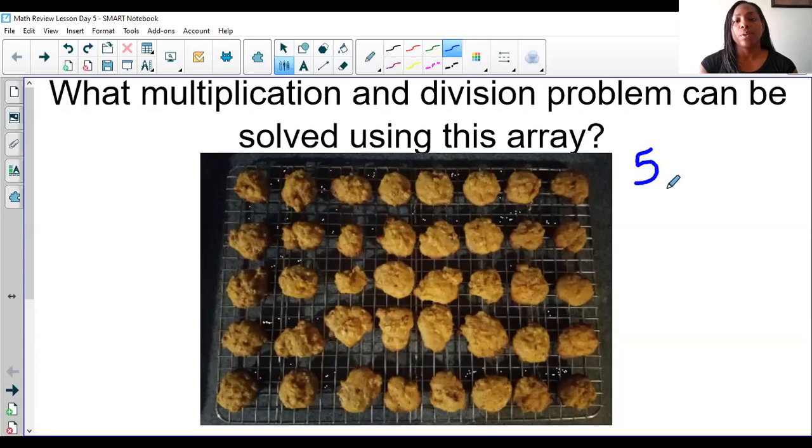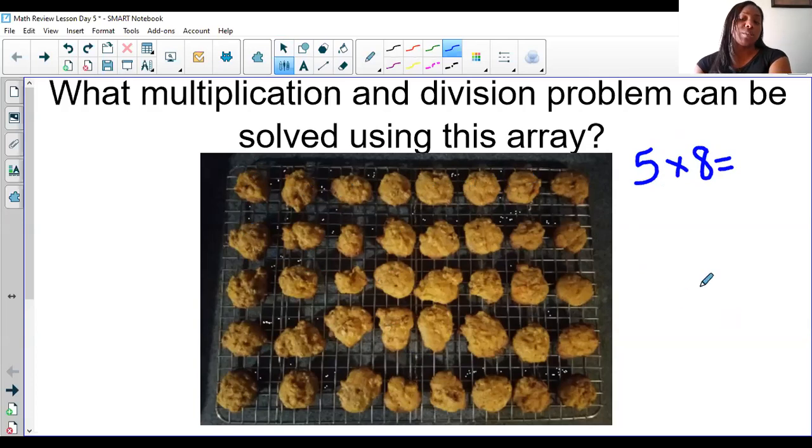Okay, 5 rows. And how many are in each row? So we'll take a look. 1, 2, 3, 4, 5, 6, 7, 8. So a multiplication problem I can come up with is 5 times 8. What does 5 times 8 equal?